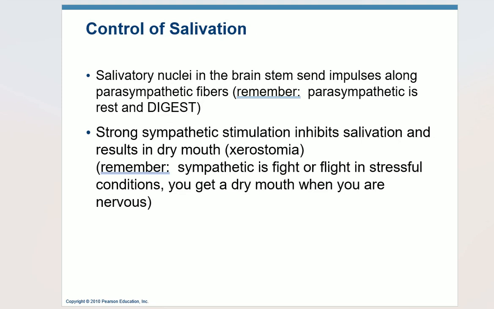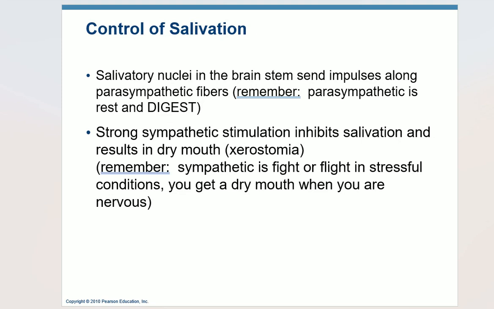Now there's not a solid flow of saliva all the time, or you would be drooling all the time, right? So you want saliva when you need it. Salivatory nuclei in the brain stem, we can call these nerve cell bodies. So salivatory nerve cells send impulses along the parasympathetic fibers. So rest and digest, and that's what turns saliva on.